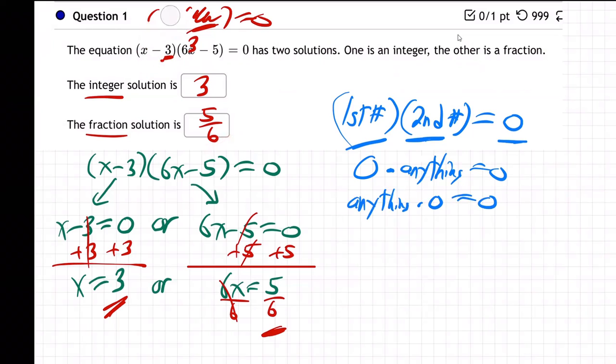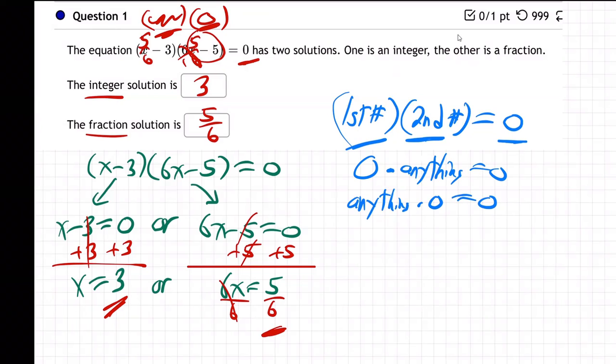Now would the 5/6 work as well? It would. I can show it real quick. It's a little messier to see. You plug in 5/6 for the x in the second parenthesis. The 6/1 cross cancels, and you get 5 minus 5, which is 0. It makes the second parenthesis 0, and therefore we don't care what the first parenthesis is. Anything times 0 will equal 0. So the 5/6 also makes the equation equal to 0 because it makes the second parenthesis 0.